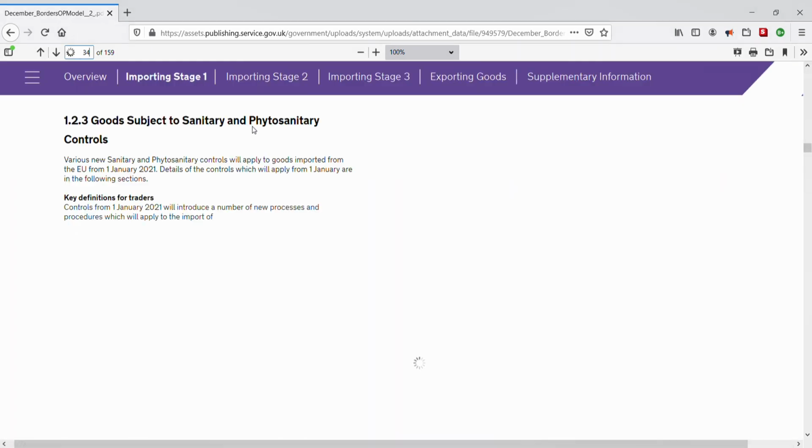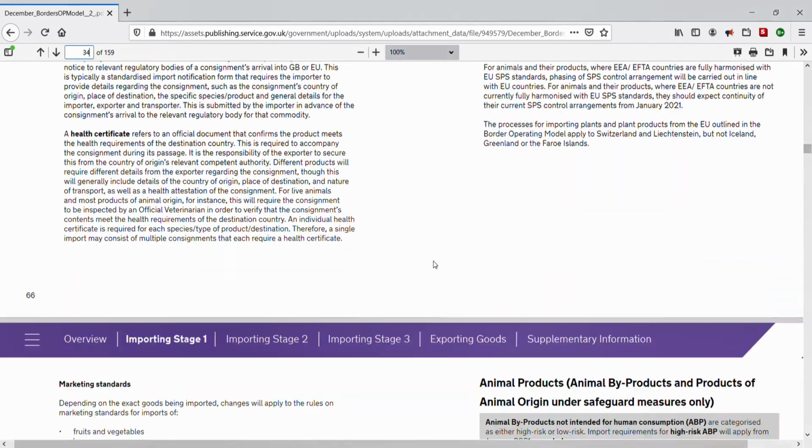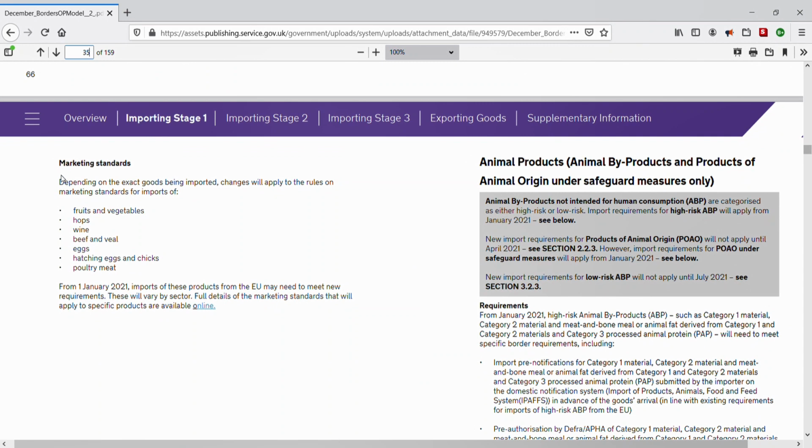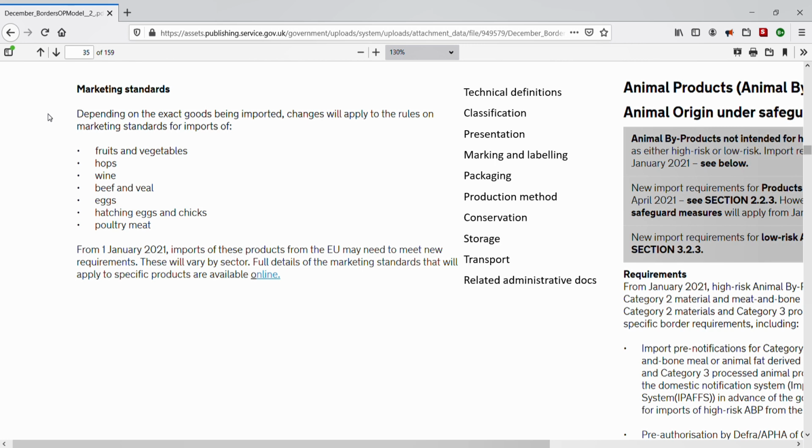Okay, great. Page 34, Border Operating Model. Where is it? Okay, yep. Scroll down a bit. And marketing standards. In brief, marketing standards. If you are an exporter selling to the EU, then EU marketing standards aim at establishing a standardized and satisfactory quality for agri-food products available on the EU markets. To do this, they set out technical definitions, classification, presentation, marking and labeling, packaging, production method, conservation, storage, transport, related administrative documents, certification and time limits, restriction of use and disposal.